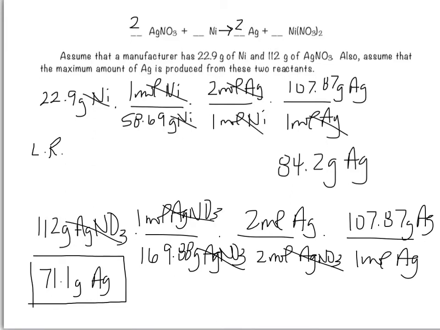Well, the limiting reactant is going to be the one that produces the smaller amount. So in this case, it is silver nitrate. So there is your limiting reactant. And then question B says, what is the excess reactant? Well, it's got to be the other reactant, which was nickel. That was the one you had more than enough of, because you could produce a greater amount of silver, but you run out of silver nitrate first. So the excess reactant is nickel.